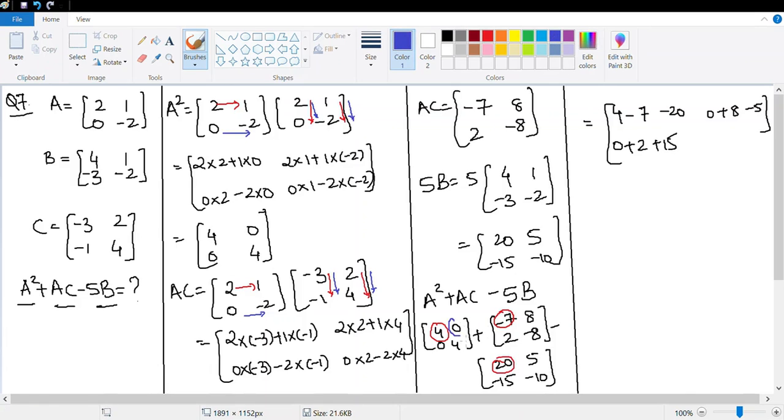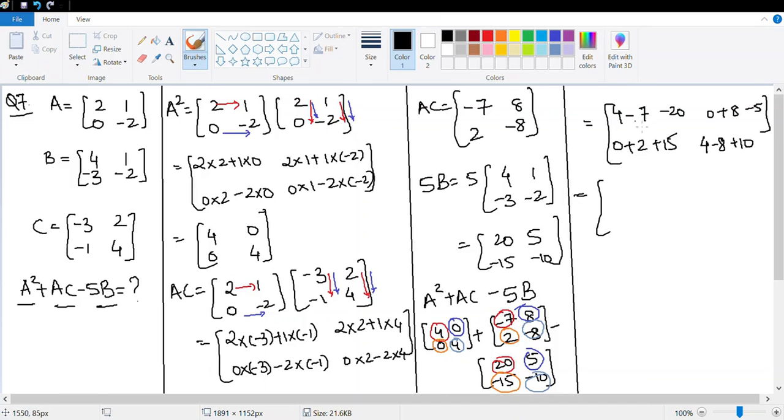So row 1 column 1 with row 1 column 1, similarly, row 1 column 2 with row 1 column 2. Next, row 2 column 1 with row 2 column 1, and in the end, row 2 column 2 with row 2 column 2 together. Perfect. So the last one will be 4 minus 8 plus 10. Right, 4 minus 8 plus 10.